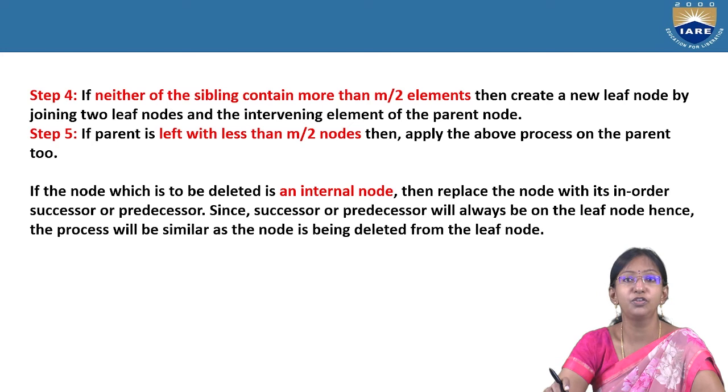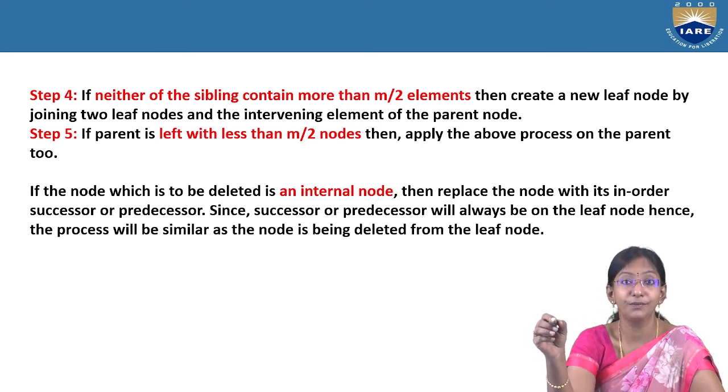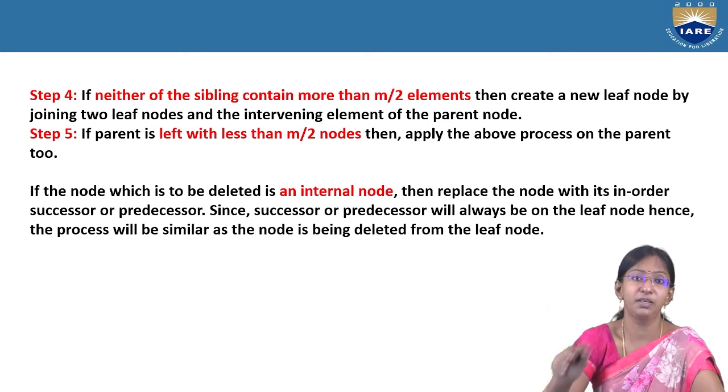If the node which is to be deleted is an internal node, then replace the node with its in-order successor or predecessor. I hope you know that in-order traversal of multi-way search trees, that is B trees, will give you the list of data in ascending order. So you can use either the successor or predecessor.